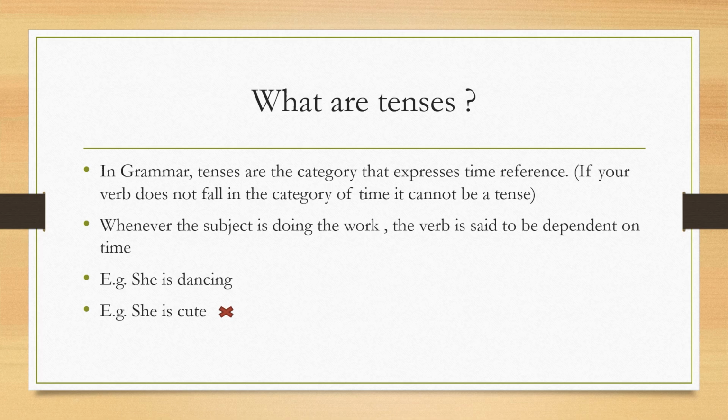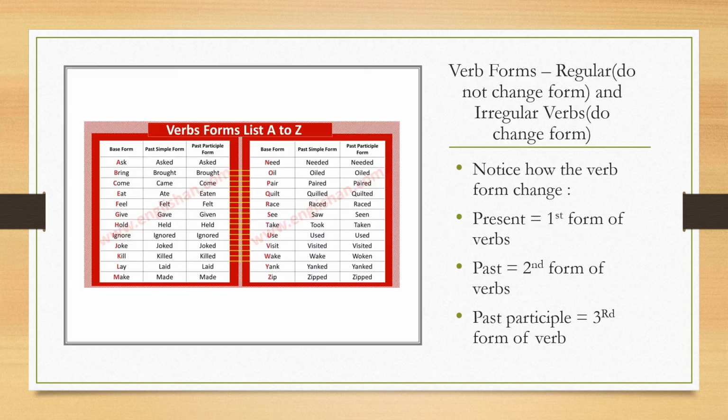However, the second example, she is cute, does not depend on time because we cannot say that the subject will be cute today and will not be cute tomorrow. Therefore, cute is an example of state of being which cannot be dependent on time. Therefore, it cannot be categorized as a tense.